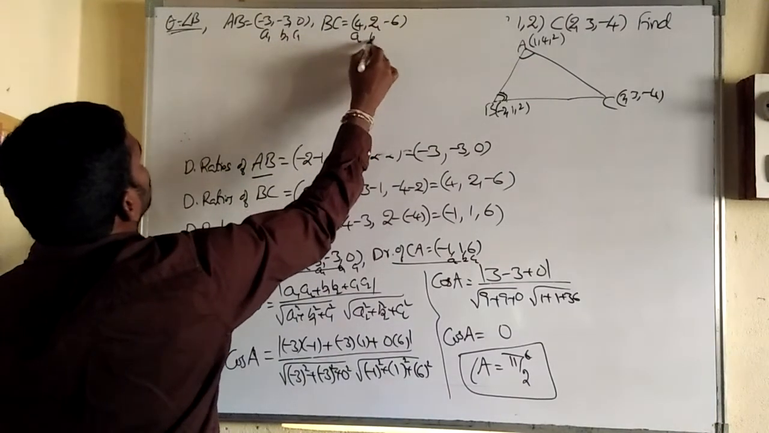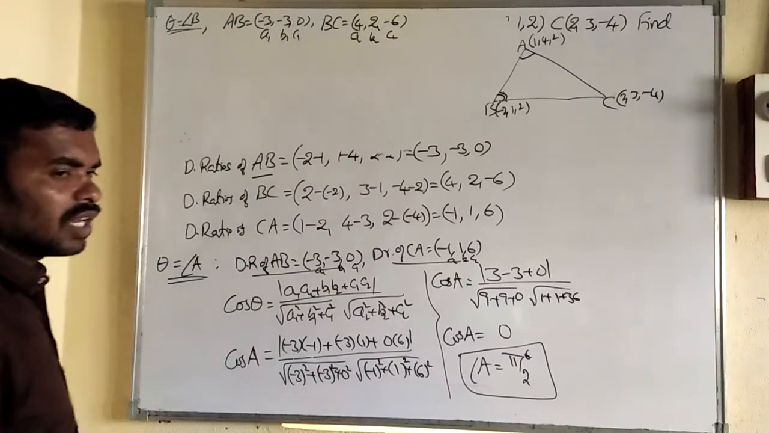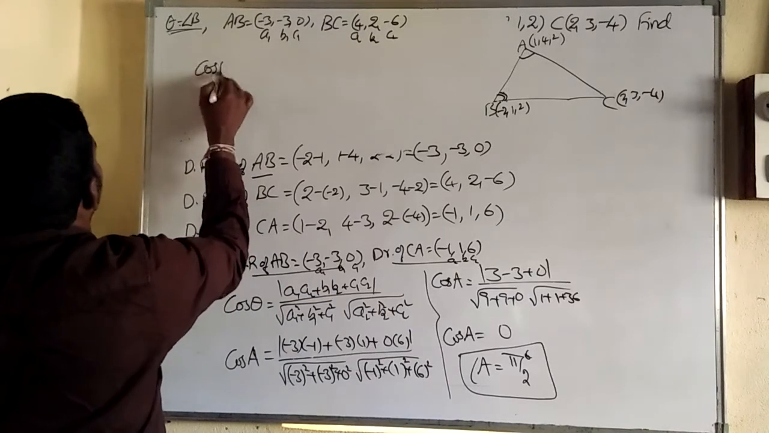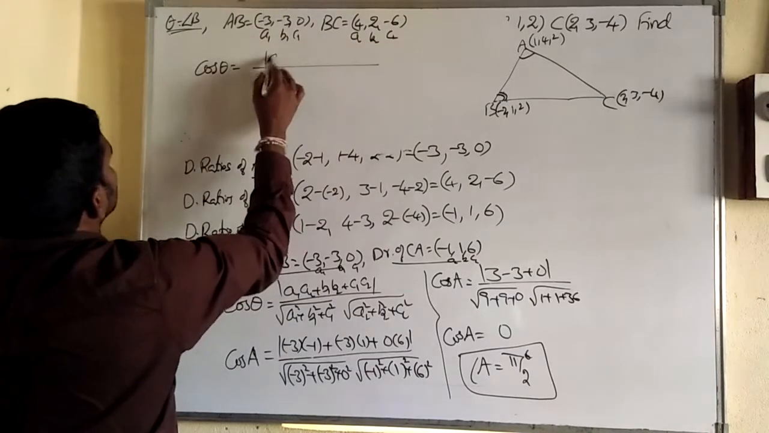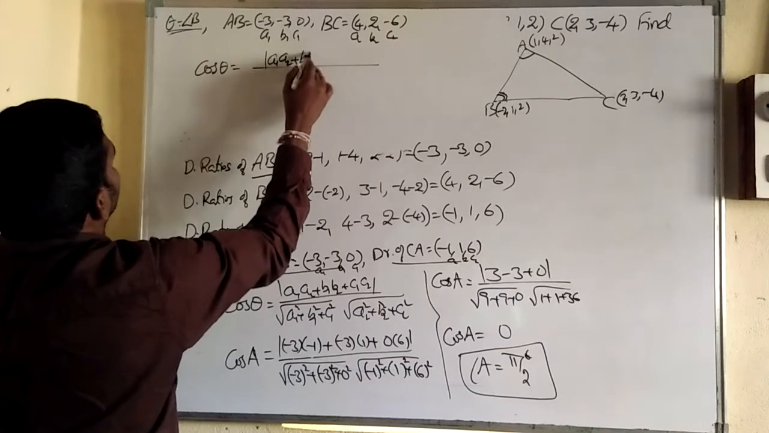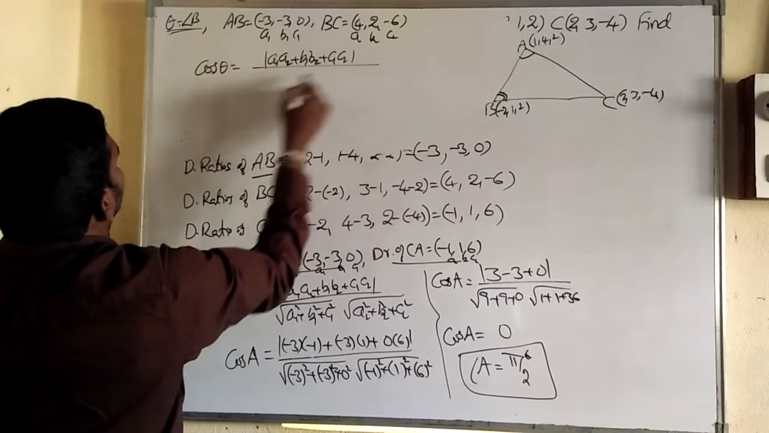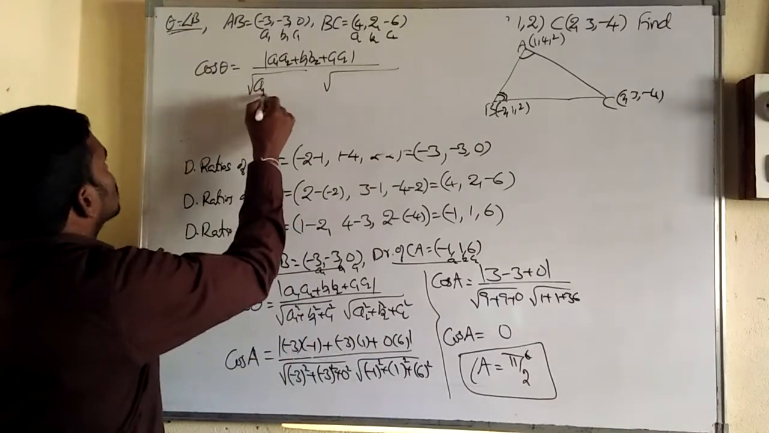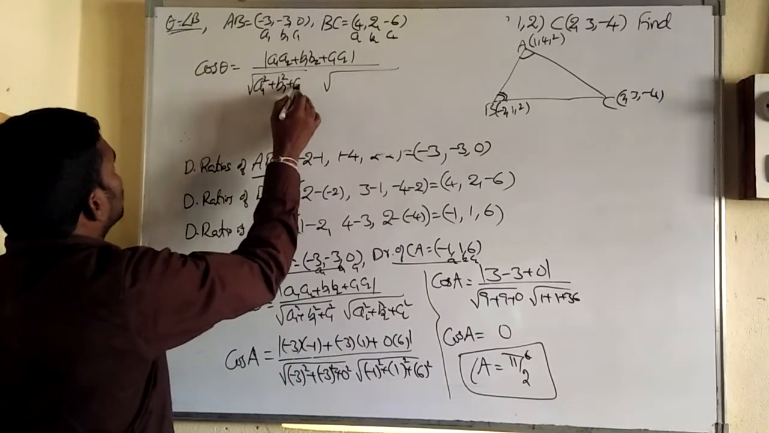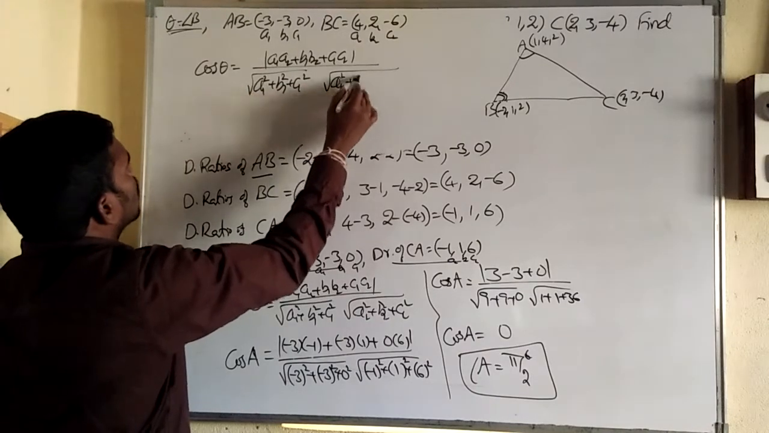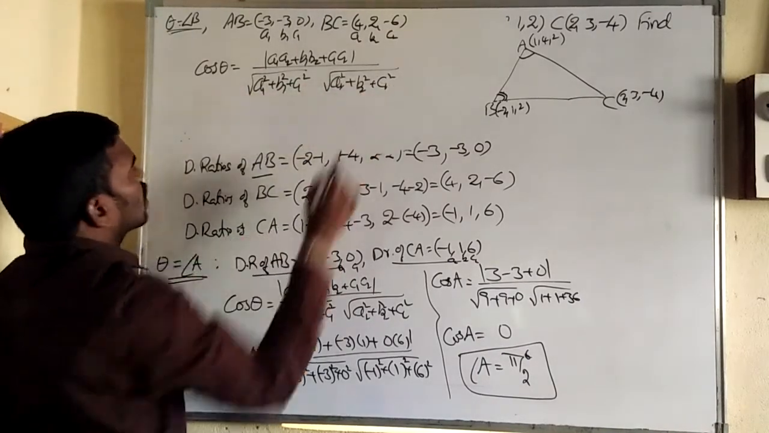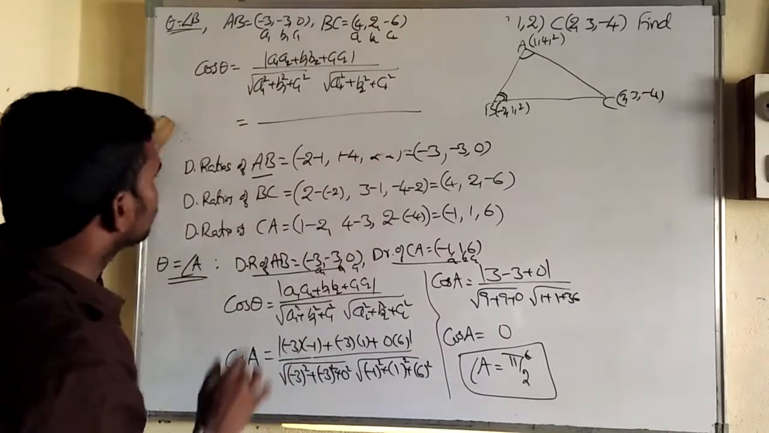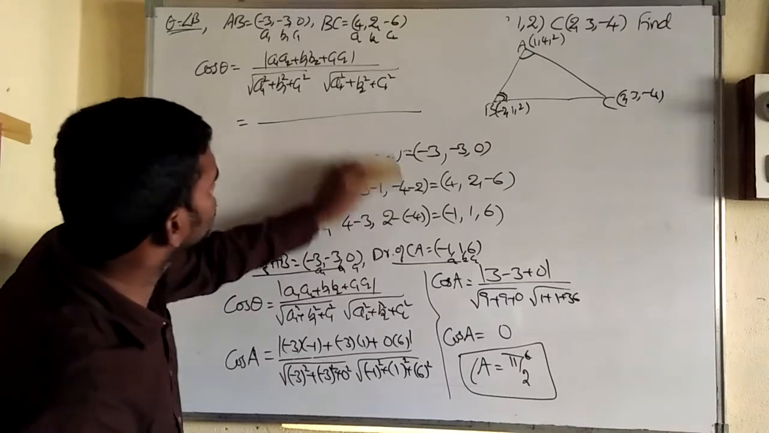The next question is also the same type of question. I will give it to you as practice. What is the cos theta formula? Same formula: modulus of A1 A2 plus B1 B2 plus C1 C2, by root of A1 square plus B1 square plus C1 square, into A2 square plus B2 square plus C2 square. Substitute in that and simplify.